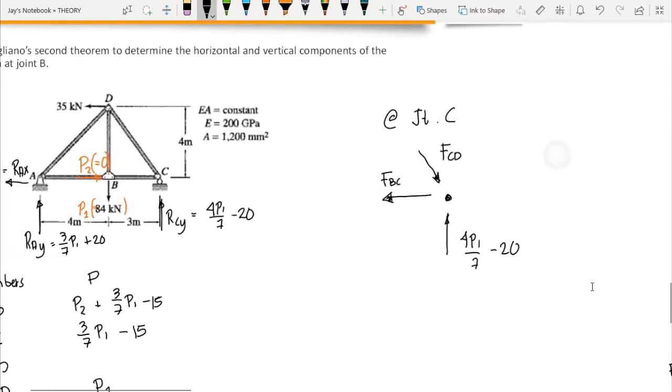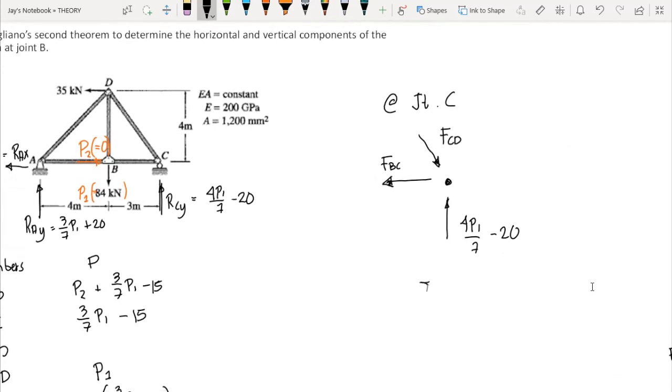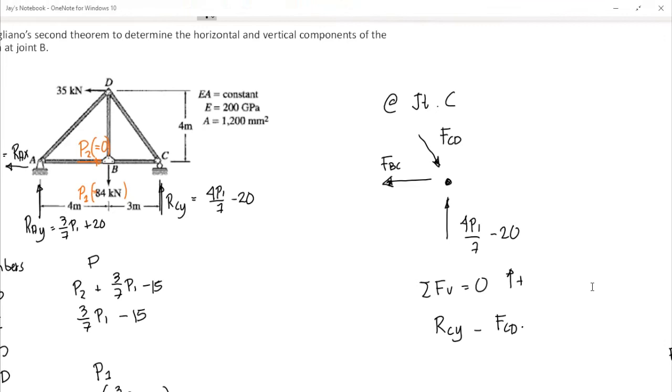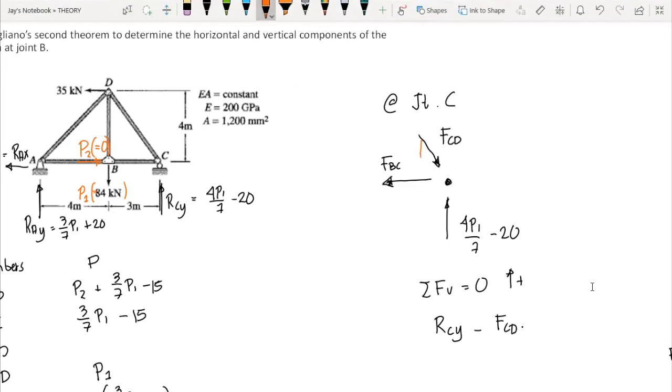So we can compute FCD by summing up forces vertical is equal to 0. Upward forces are positive. So we have RCY minus FCD. But the vertical component of FCD is, now again, we have 4 vertical and 3 horizontal. That means we have 5 hypotenuse. To compute for the vertical, we just multiply it by 4 over 5.